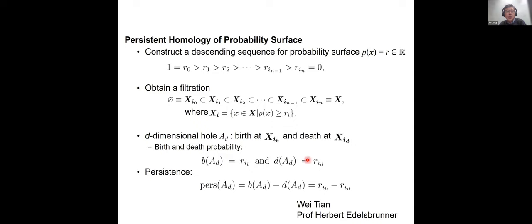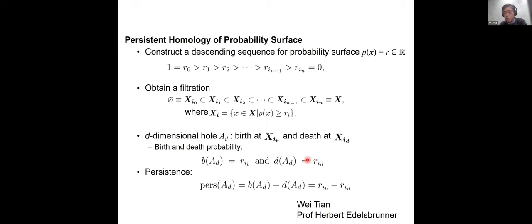In this case, we sort out all these underlying structures of the homology groups in the cubical complex by looking at the level sets of the probability surfaces. You can construct a descending sequence of probability surfaces and obtain what's called a filtration, basically a sequence of subcomplexes. Then you can look at the d-dimensional holes at different places in the filtration. You can see when a topological feature, a hole, was born, at what probability level, and when it disappeared, which we call the death. Between the birth and death levels, you get the persistence.